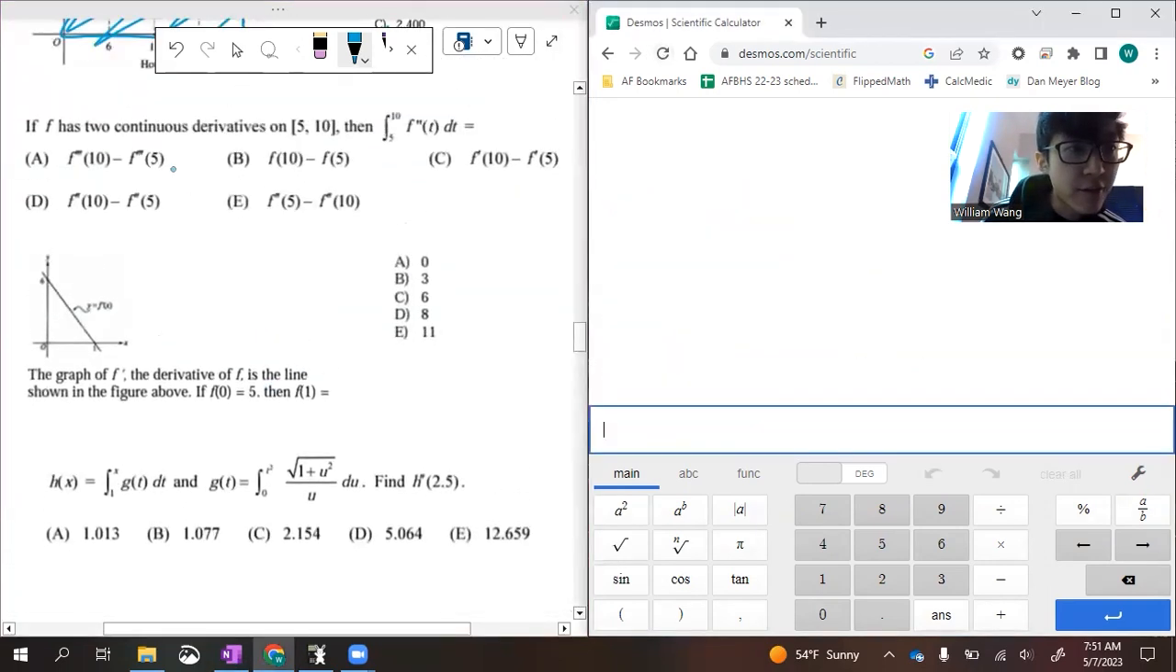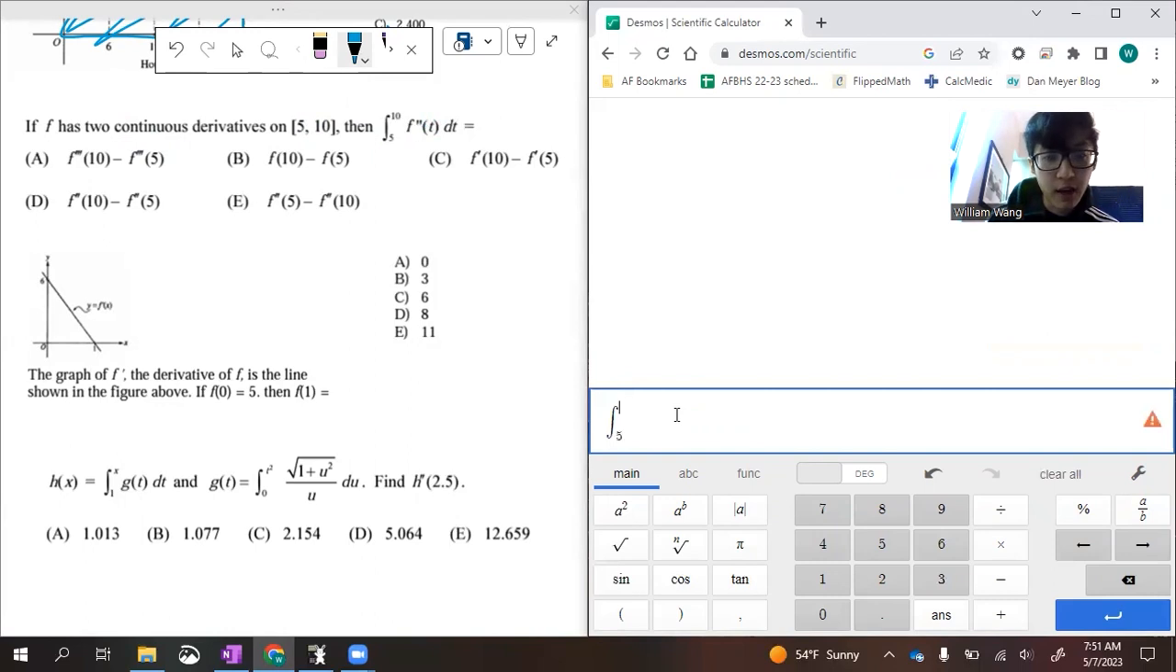Next question, if f has two continuous derivatives on 5 to 10, then the integral from 5 to 10 of the second derivative is what? This one should be a fairly easy one. So integral from 5 to 10 of the second derivative is equal to what? Well, what is the integral of the second derivative? Well, remember, integrals undo a derivative. So I'm back to the first derivative.